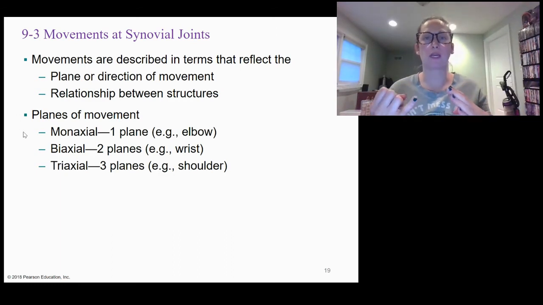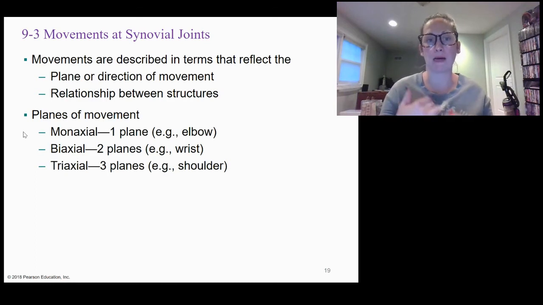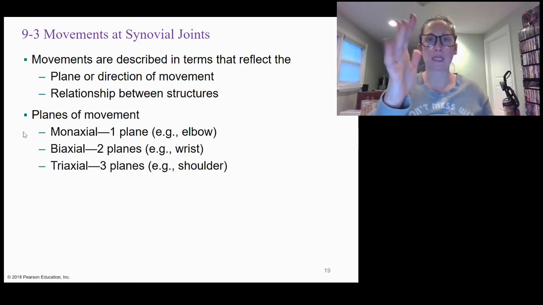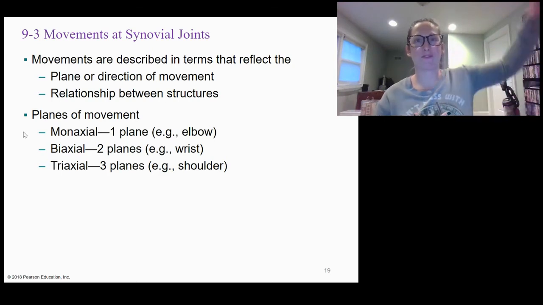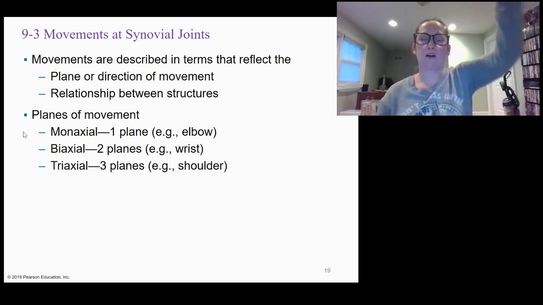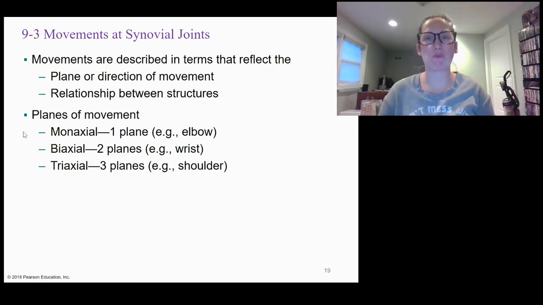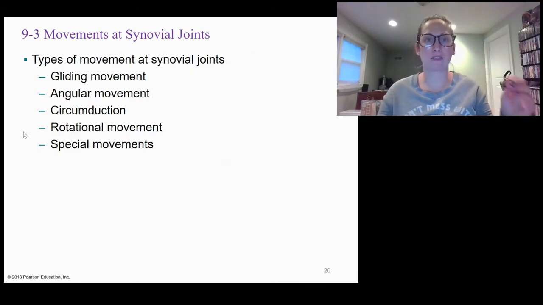Whenever we talk about a movement at a joint, we are always looking at what plane it is on. So are we on one plane, that's uni or monoaxial? Are you biaxial? So can you move in 2 different directions, right? Can I bend and then can I move side to side? And then triaxial, meaning I can move in 3 directions, right? So I can flex and extend, or I can abduct, I can flex and extend, and I can also be involved in some rotational movement. So planes of motion is always something to keep in mind when categorizing different types of synovial joint movements.